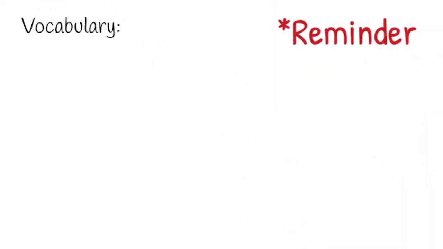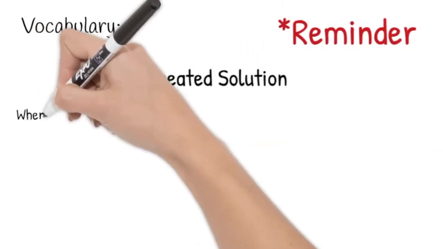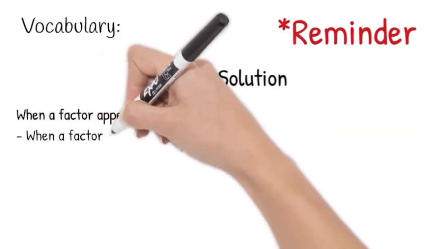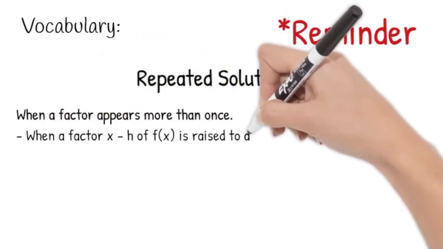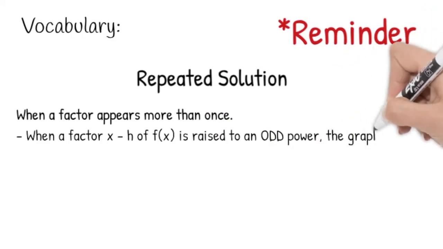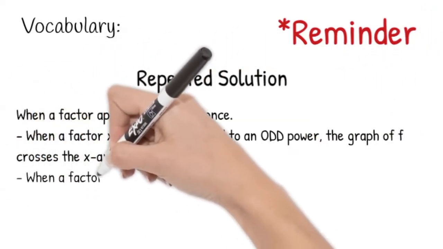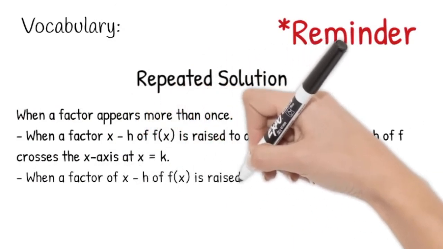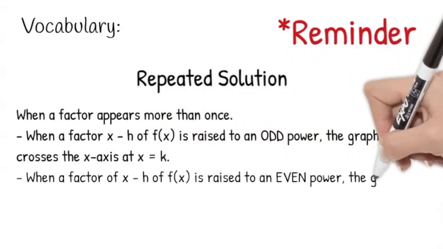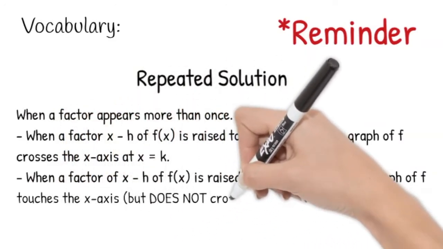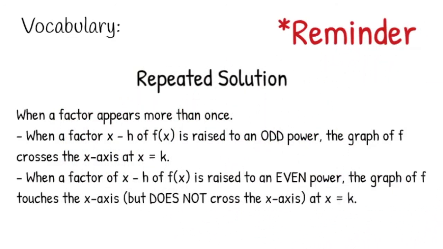So a reminder on the vocabulary is that we have repeated solutions. When a factor appears more than once, that's a repeated solution. And when it's raised to an odd power, it crosses the x-axis at x equals k, but if it's raised to an even power, it will not cross the x-axis, but will touch the axis at x equals k. And we'll give some examples here.